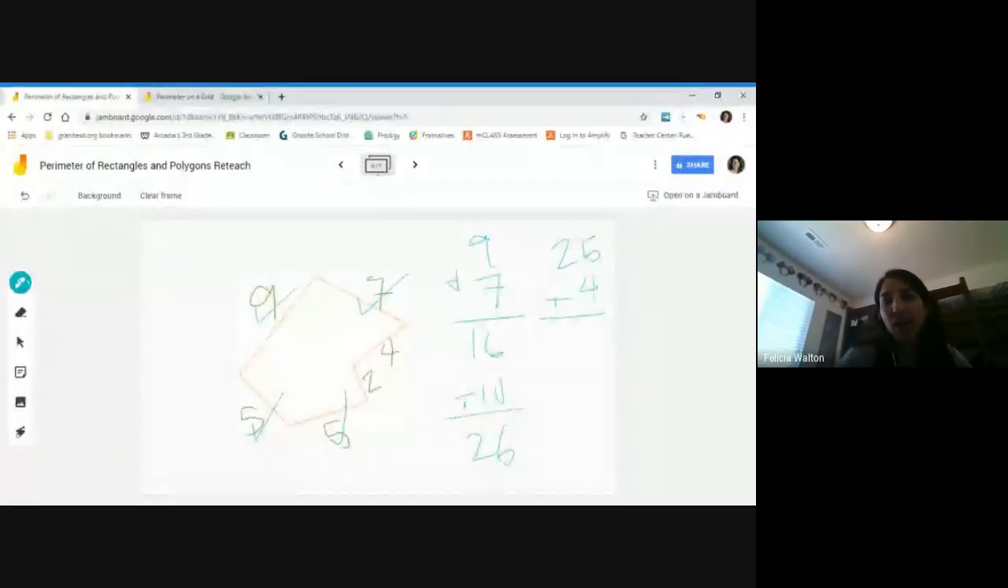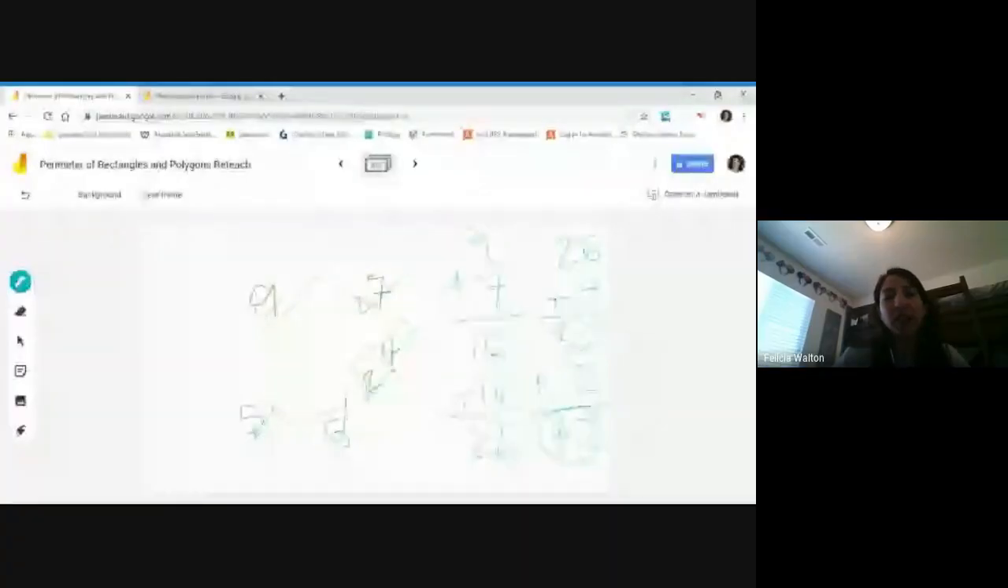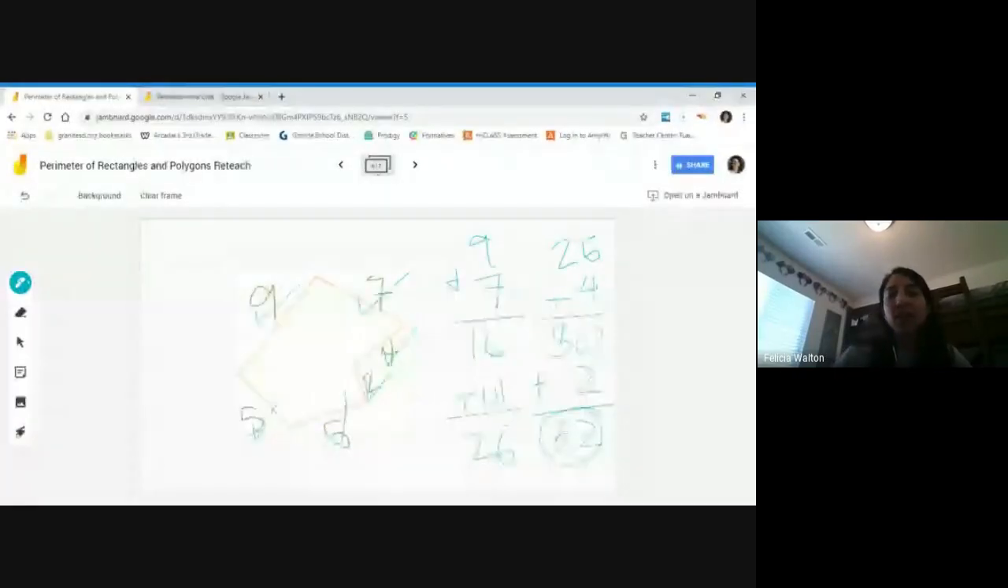And we've got that 4. And then we just add our 2 there. And we get our total perimeter of 32. We've now added all of our sides. So when you have a bunch of sides like this, more than the 4 that we find in a rectangle, just make sure you get every single number and add them up.